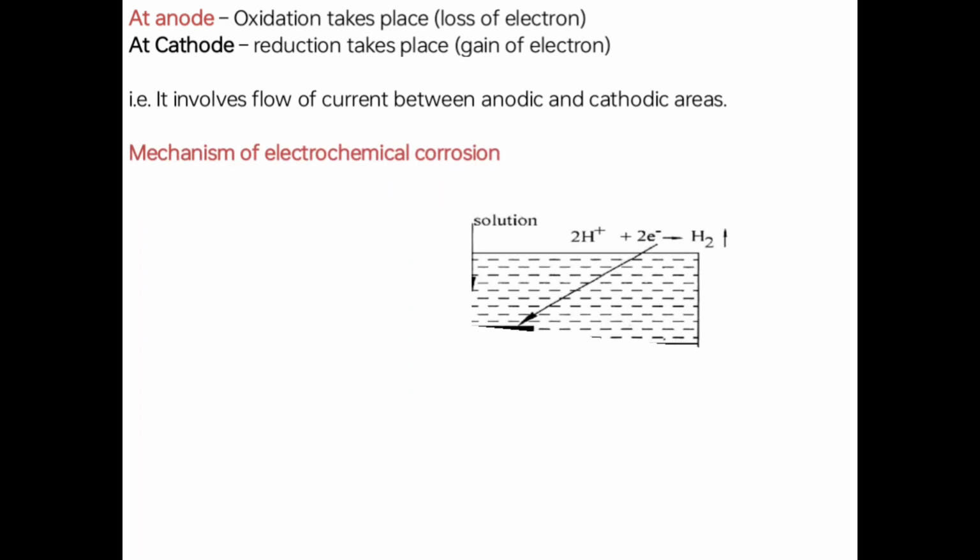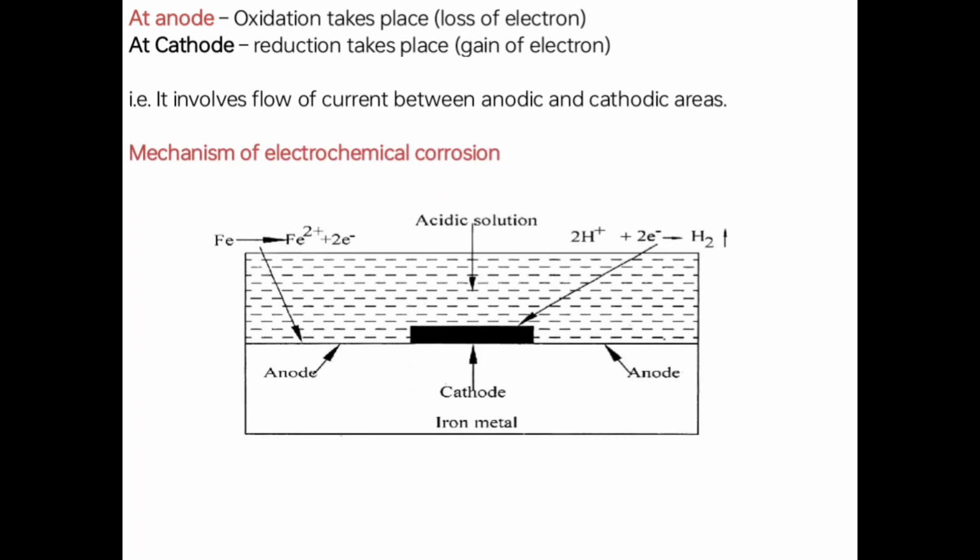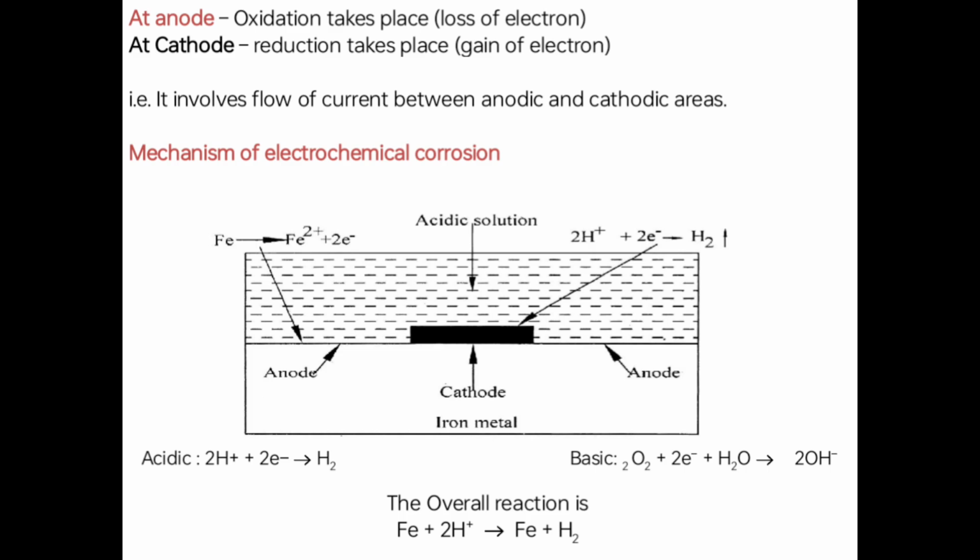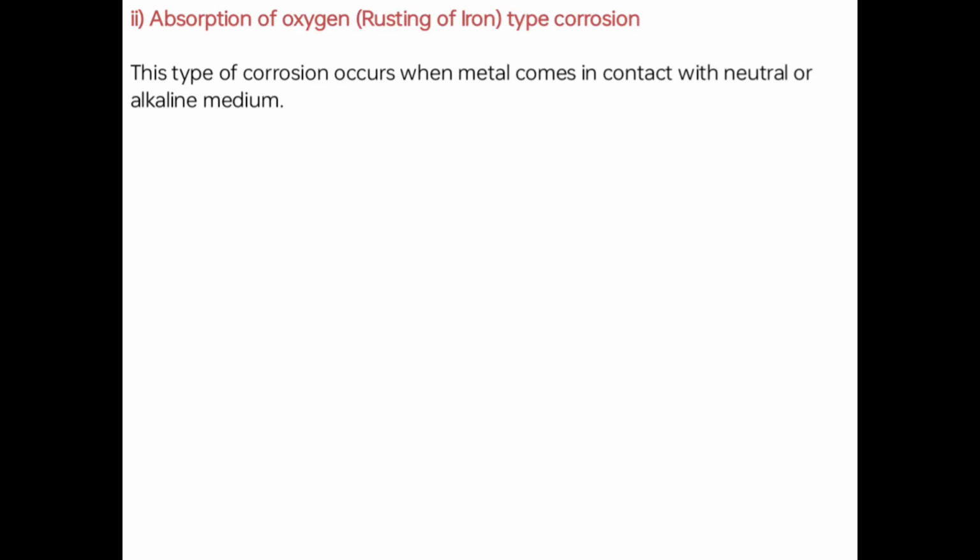Mechanism of electrochemical corrosion. This is a diagram of electrochemical corrosion. Acidic reaction: 2H plus 2e minus gives H2. Basic reaction: O2 plus 2e minus plus H2O gives OH minus. The overall reaction: iron is oxidized and hydrogen is evolved, Fe plus H2.